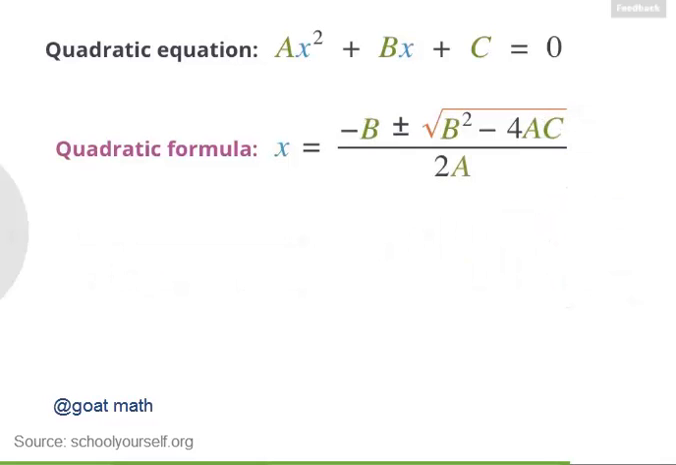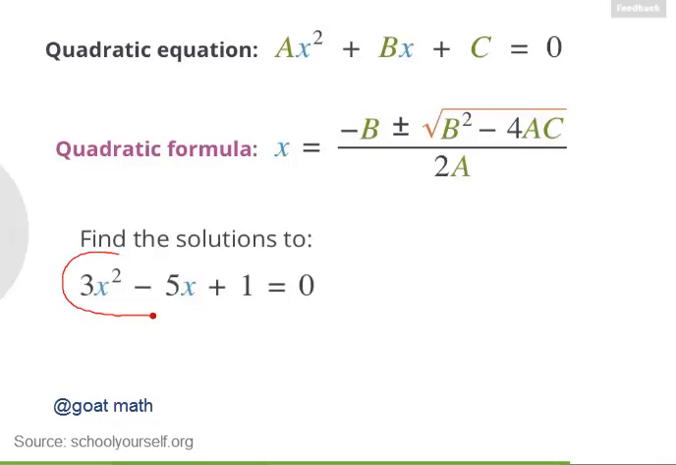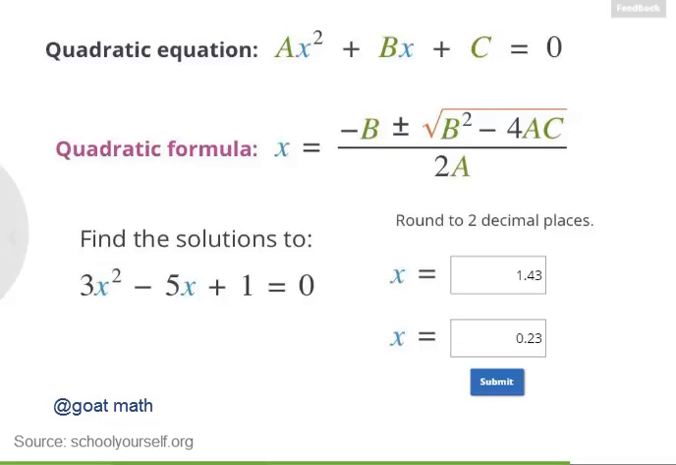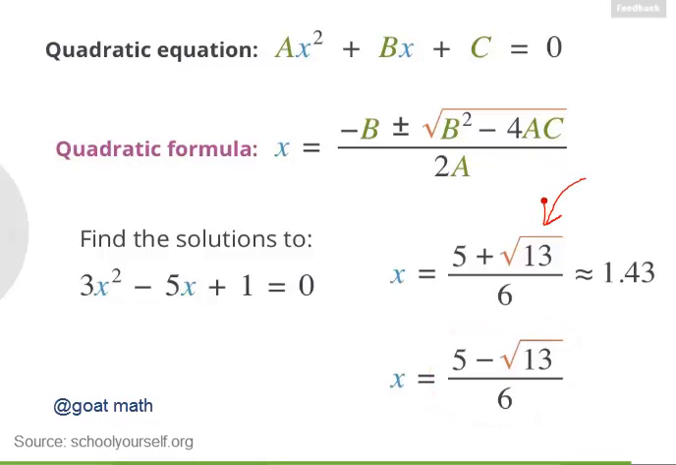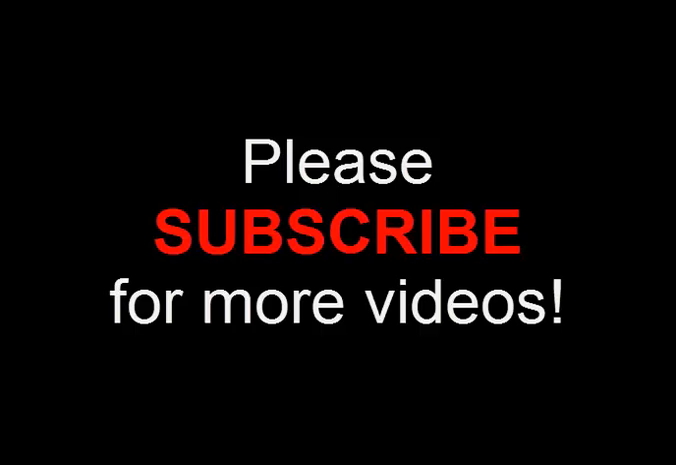Try finding the solutions to one more quadratic equation. 3x squared minus 5x plus 1 equals 0. Round your answers to 2 decimal places and feel free to ask for a hint if you get stuck. Brilliant! So one solution is 5 plus the square root of 13 all over 6, and the other solution is 5 minus the square root of 13 all over 6. This first solution is approximately 1.43, while the second solution is approximately 0.23. Again, nicely done.